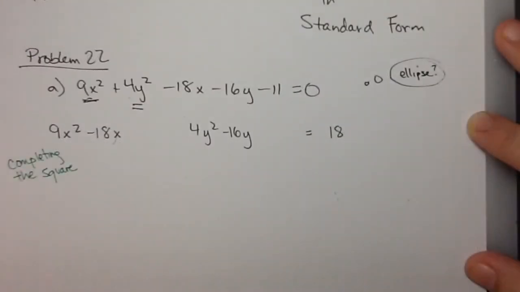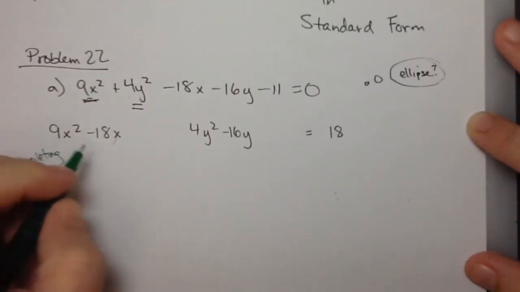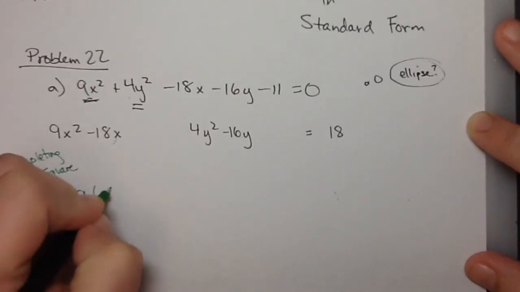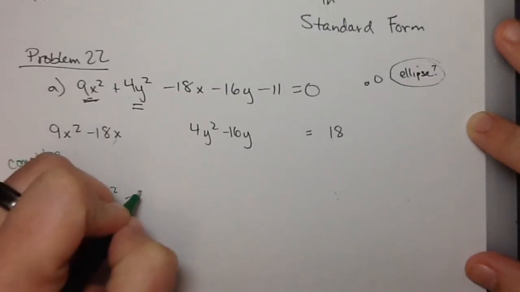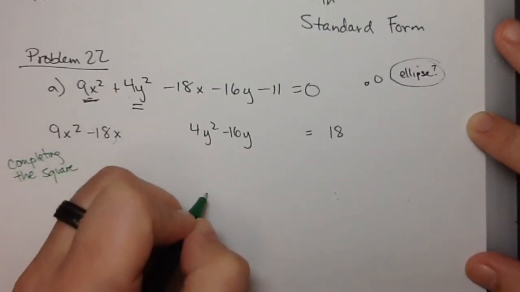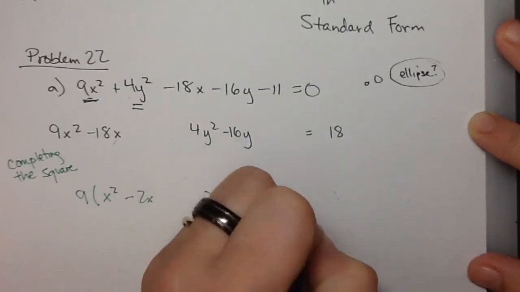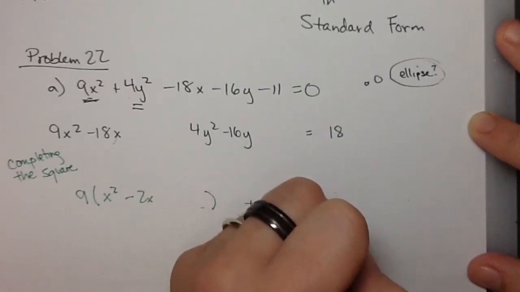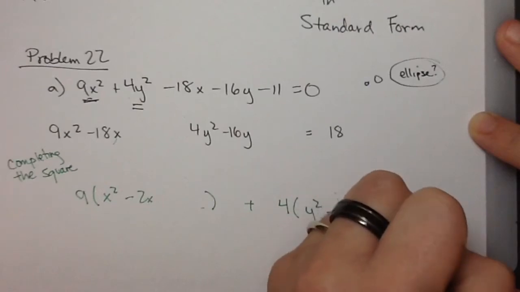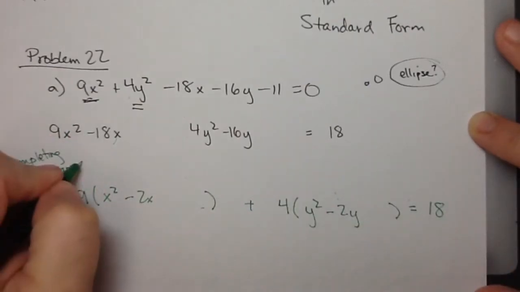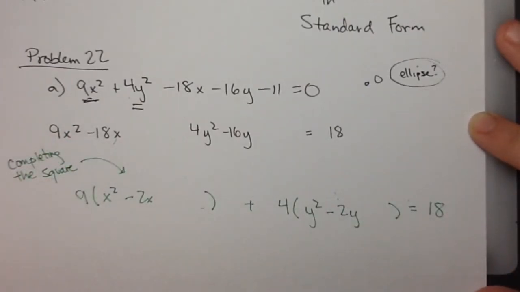Let's take out the 9 and then we'll complete the square. So we've got 9 times x squared minus 2x, and then we're going to leave a blank, plus 4 times y squared minus 2y. We're going to leave a blank, equals 18. Now we're going to complete the square.